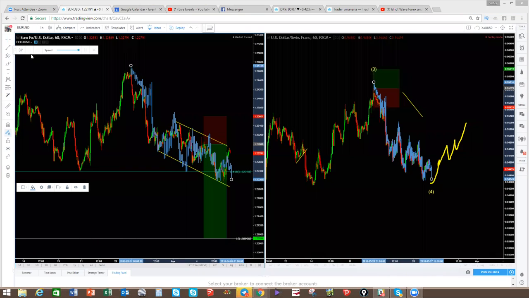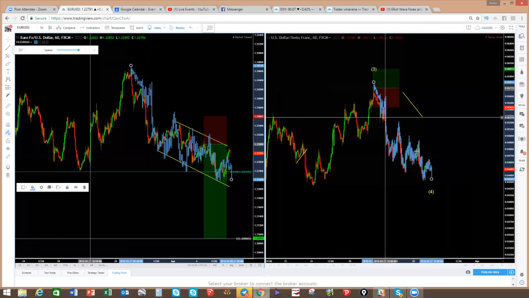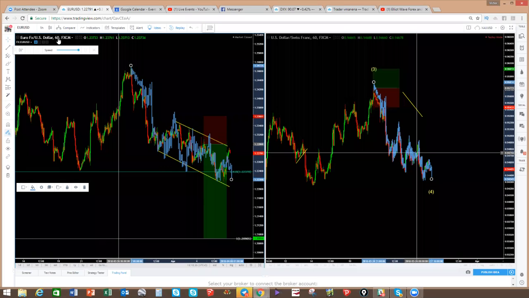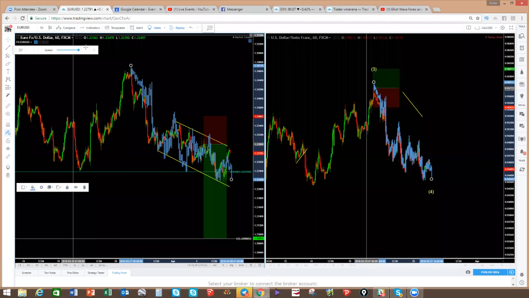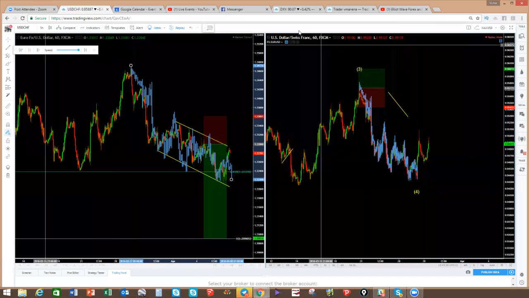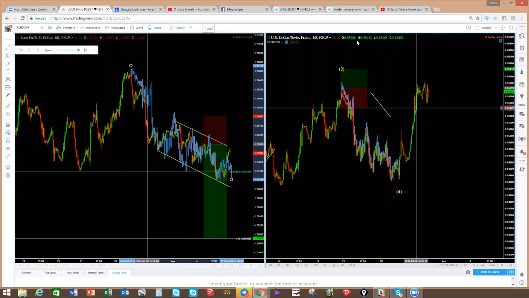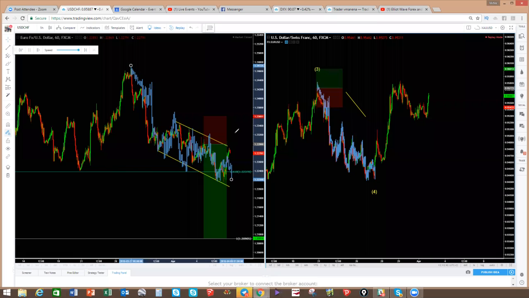Okay, if we just play it. So if we can just play that. Let's get that played out. So you can see that this is already played out. That pattern has already played out this move. What are we expecting? We're expecting that Euro US dollar will give us an up move as well, based on what has happened on this one.